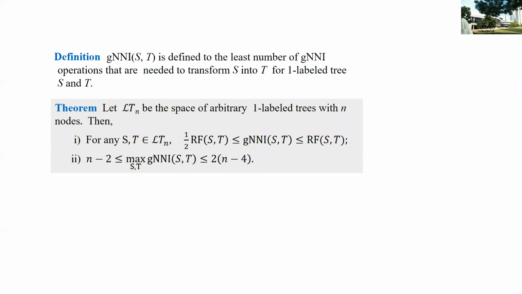With that, we define the generalized NI distance between two trees S and T to be the least number of generalized NI operations that are needed to transform S into T. Then we prove the following theorem. It says for any S and T with the same number of nodes, the generalized NI distance between S and T is bounded above by the Robinson distance between S and T, and bounded below by half of the Robinson distance between S and T.